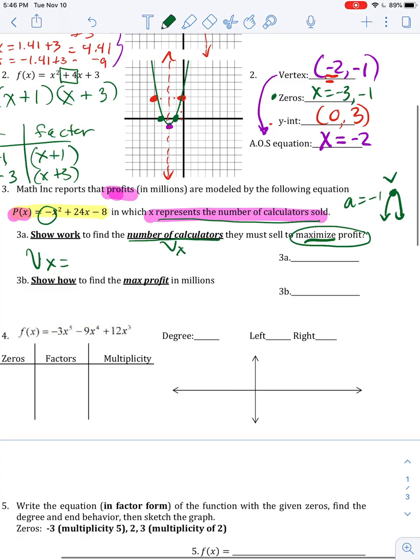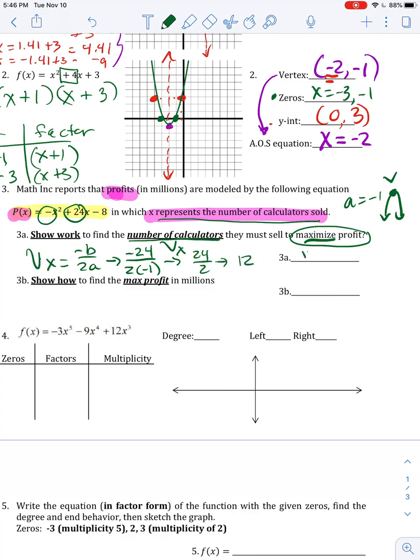And since I'm in standard form, that's going to be the opposite of B over 2A. So looking at my values up here, that would be the opposite of 24, so -24 over 2 times A, which is -1. That turns into 24 over 2, which turns into 12. So apparently 12 calculators is where you maximize the profit. That seems weird, but okay.